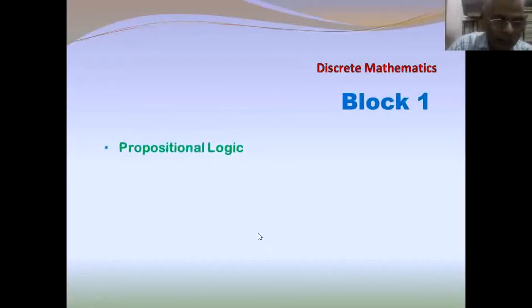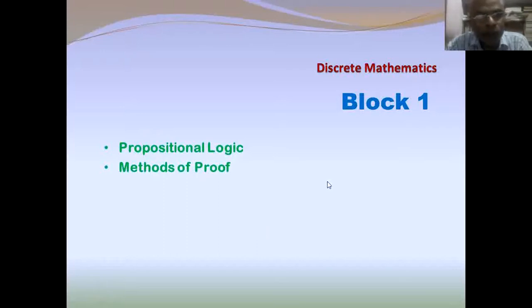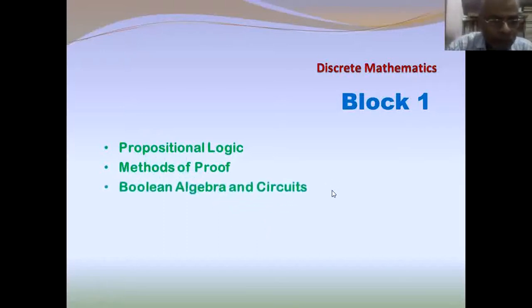Hello guys, today we are going to discuss discrete mathematics, the application of discrete mathematics in Boolean algebra, computer networking, electrical circuits, electronic circuits, etc. First we will discuss block 1. This block consists of propositional logic, second methods of proof, and third Boolean algebra and circuits. We will study or discuss them one by one.